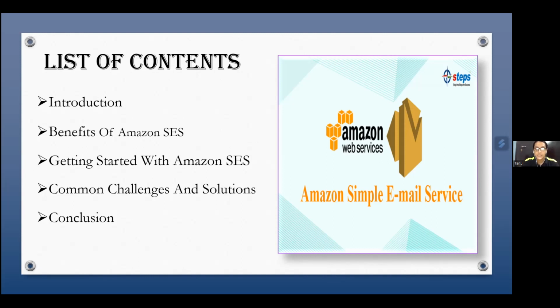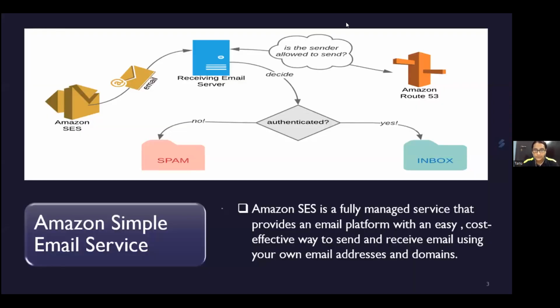So now let's start. First of all, what do you understand by Amazon Simple Email Service? Amazon Simple Email Service is a fully managed service which provides an email platform with an effective way to send and receive emails using your own email addresses and domain. Now I have attached a diagram that shows how Amazon Simple Email Service works. This is the flow of the diagram.